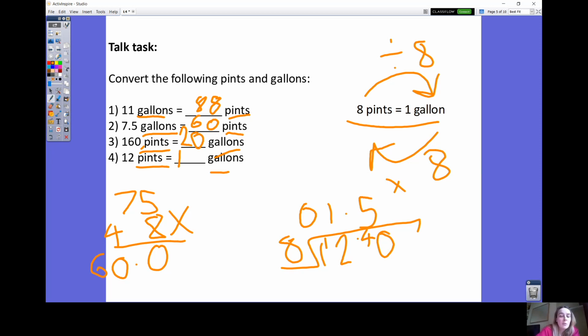So 12 pints is equal to 1.5 gallons. Hopefully you got these correct. If you didn't, please pause this video now, go back and figure out where you went wrong for these conversions, remembering the conversion factor is by 8.